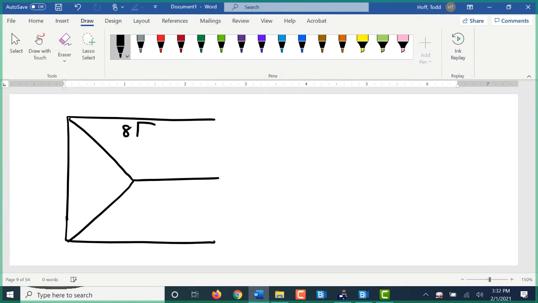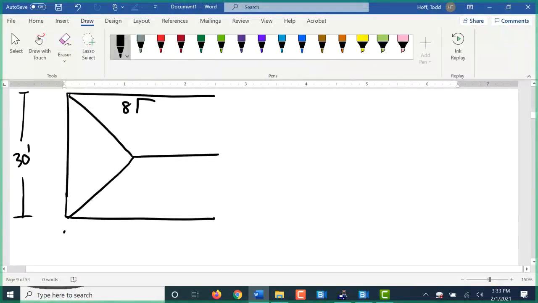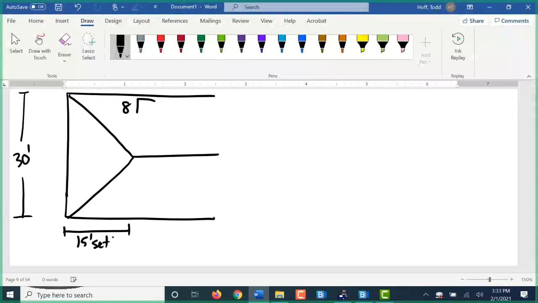I tell you, this is an 8-12 slope here. And the span over here, let's see, I tell you, it's a 15-foot setback. What does that tell us about the slope here? It has to be the same, because the setback is half the span. So this is a conventional hip.